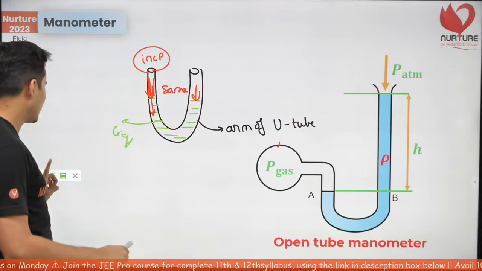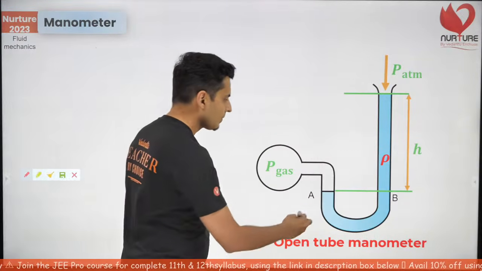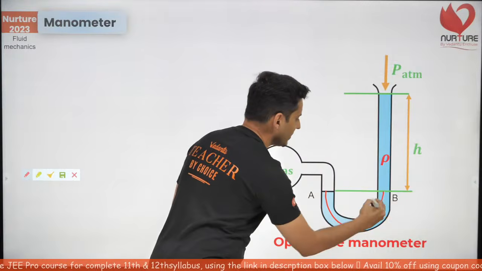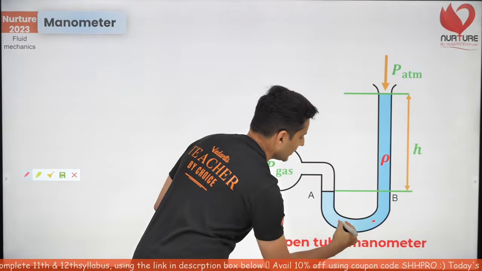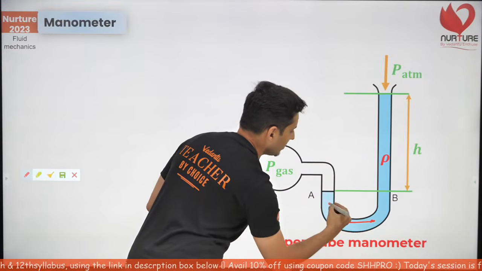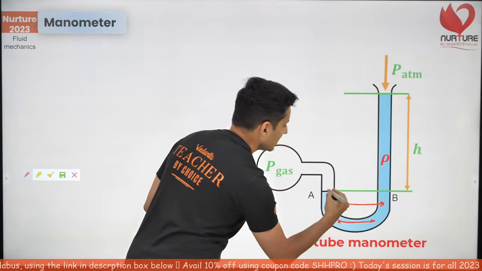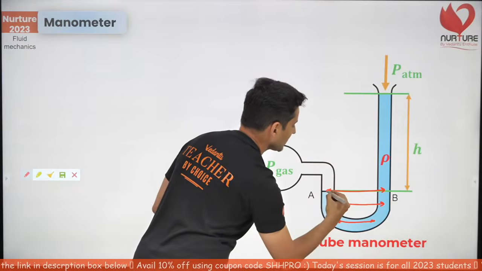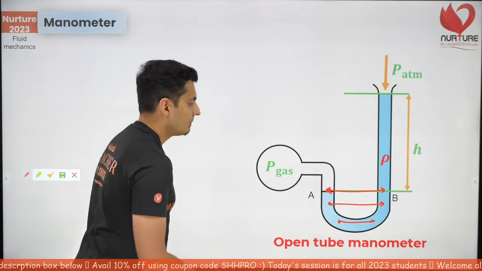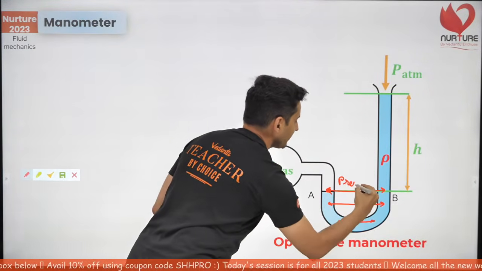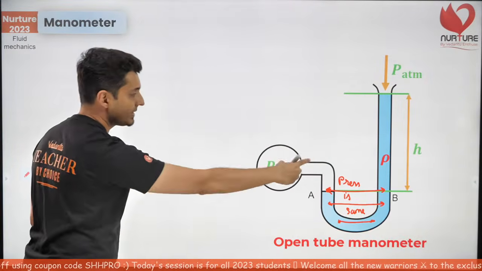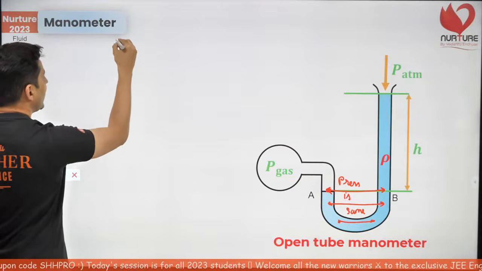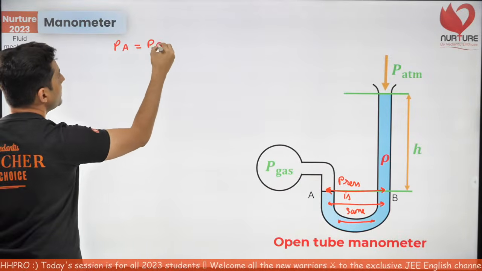Don't believe me? Check this out. Do you guys agree this is the same liquid, and at the same height the pressure should be the same? So this point and this point, same pressure. This point and this point, same pressure. This point and this point, also same pressure. So, pressure is the same at the same horizontal level in the same liquid. So I can just say PA is equal to PB.